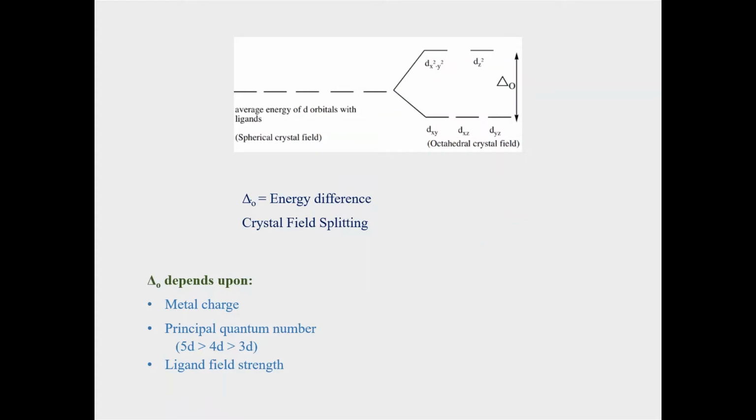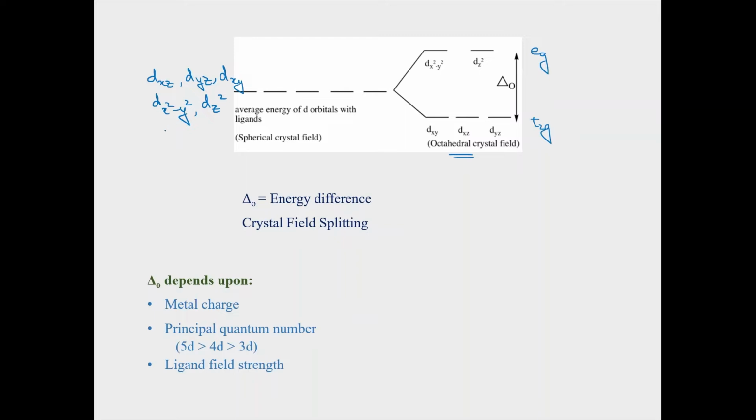So what is delta O? We know that there are 5 d orbitals. These 5 degenerate d orbitals split into two energy sets, that is T2g and Eg, when they are present in an octahedral crystal field. So dxz, dyz, dxy, dx square minus y square, and dz square.